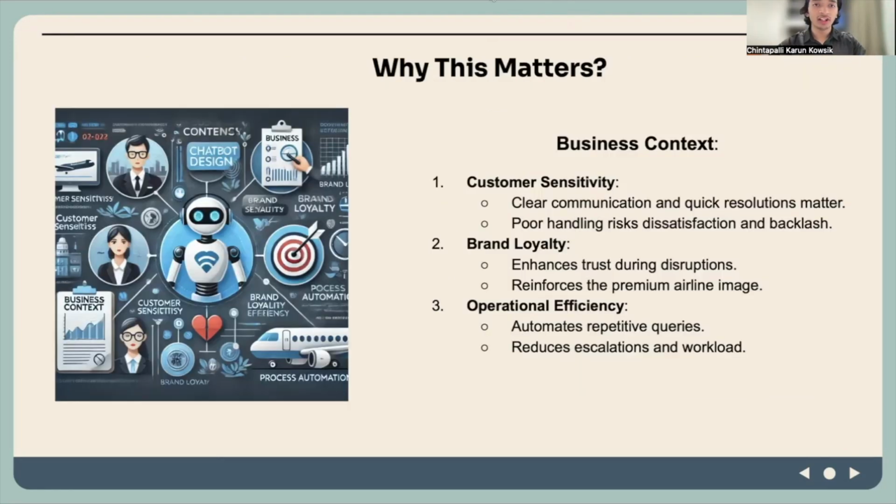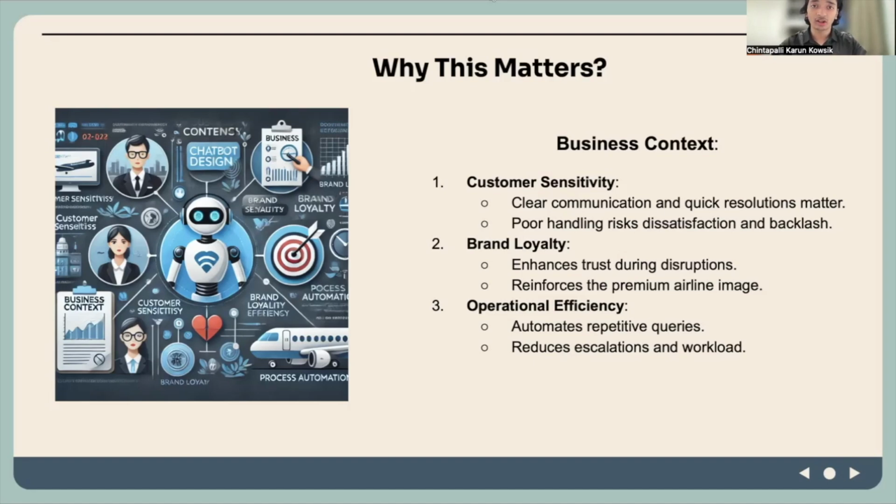To fully appreciate the need for this chatbot, let's look at the business context and challenges associated with such incidents. First, customer sensitivity is a key concern. Turbulence and similar events often cause significant distress to passengers. Mishandling such cases, whether due to delays in responses or insufficient empathy, could lead to dissatisfaction, social media backlash, or even legal challenges. Second, we must consider brand loyalty.